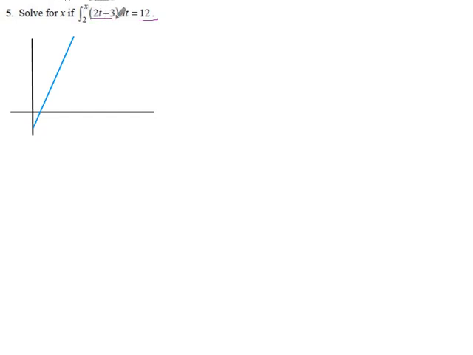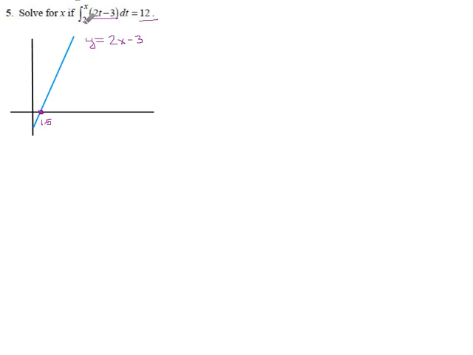The function inside is 2t minus 3. So we're talking about the graph of the function y equals 2x minus 3. I could have said t there, but x's are more familiar, and this is a dummy variable, so it doesn't really matter which one we use. That means it's got a y-intercept of minus 3. Its slope is 2. So it would have an x-intercept here at 1.5.